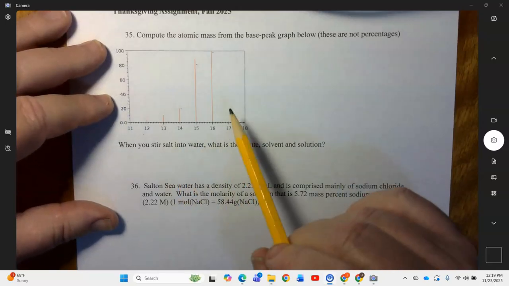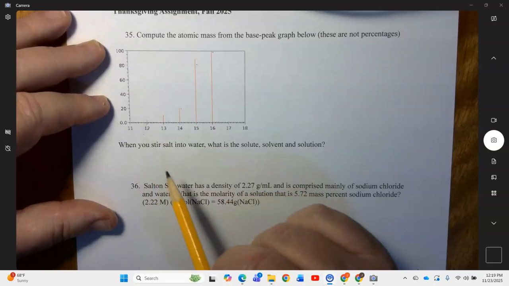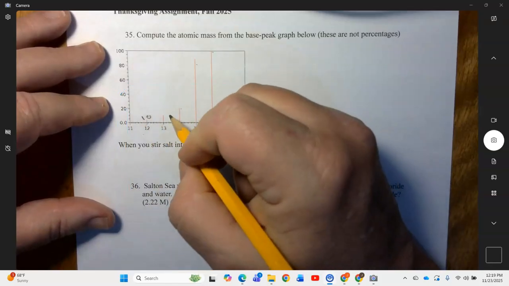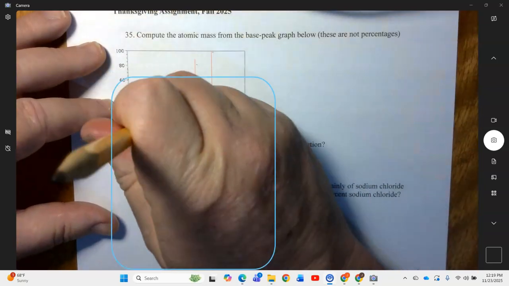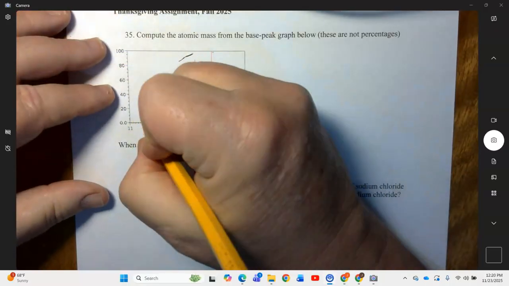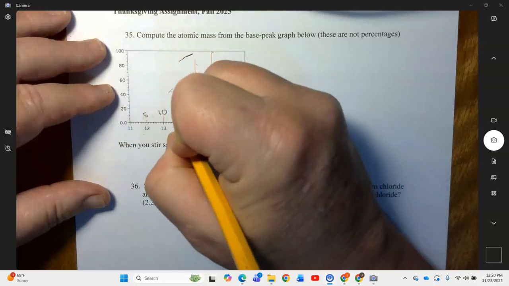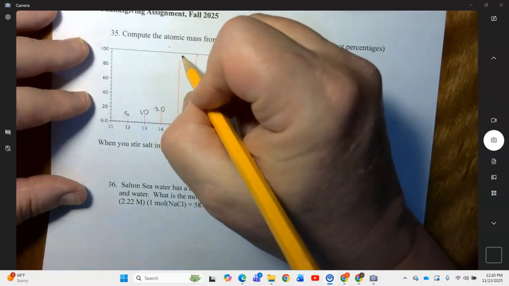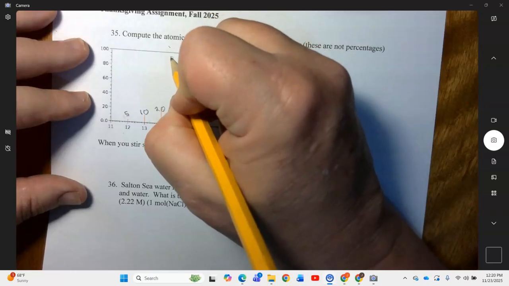So we'll start with I'm going to estimate how high I think each of these lines is. Again, it's not a percentage. I'm going to say this one is 10. I'm going to say that one's 5. And if you got a different number than me, it's okay, as long as you know what you're doing. I'm going to say that's 5. I'm going to say this one is 10. I'm going to say this one is 20. I'm going to say this one is 80. 85, I'm going to say.